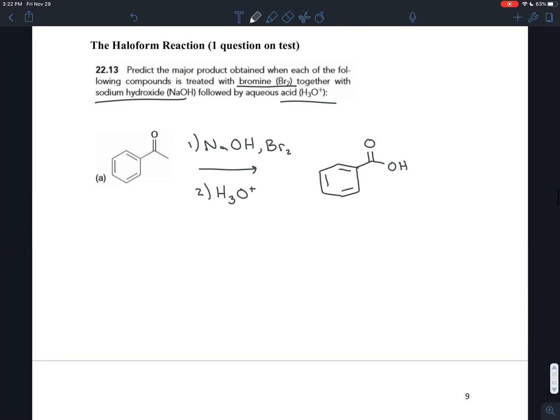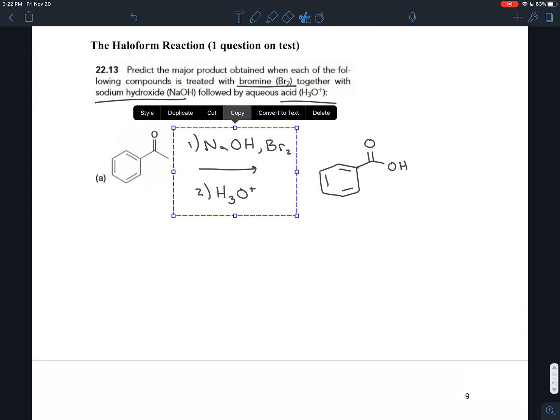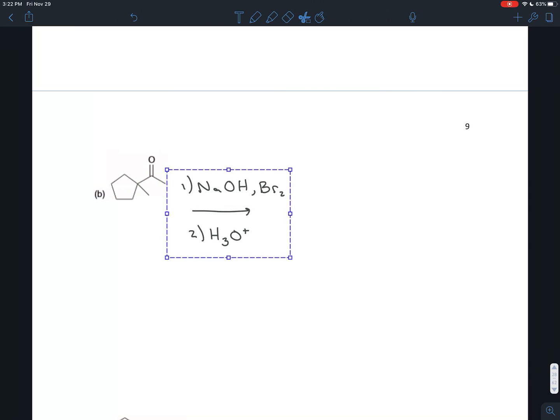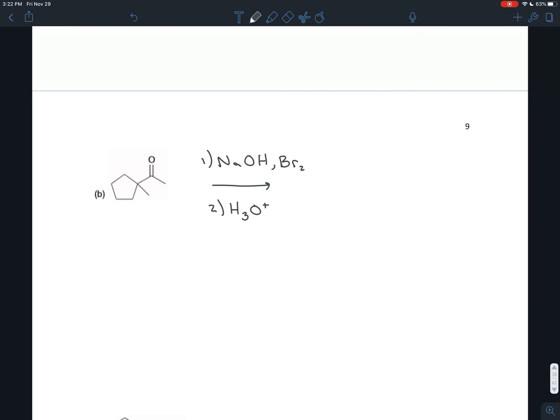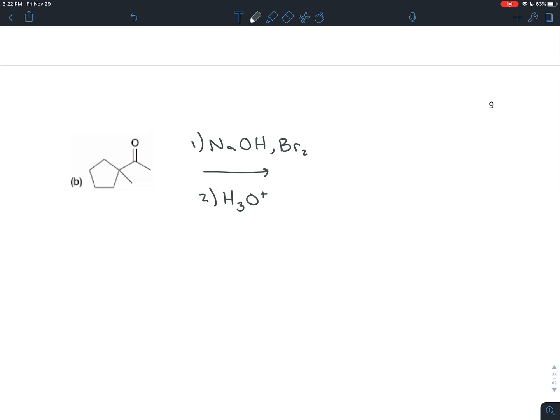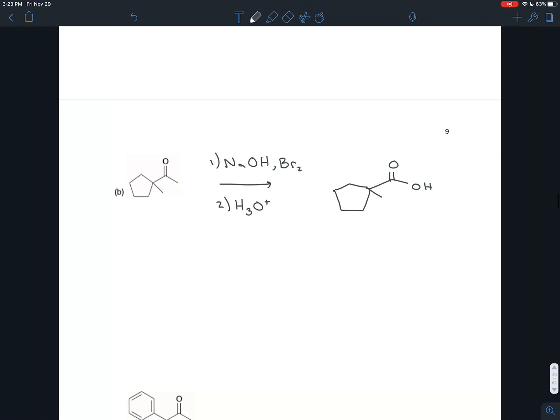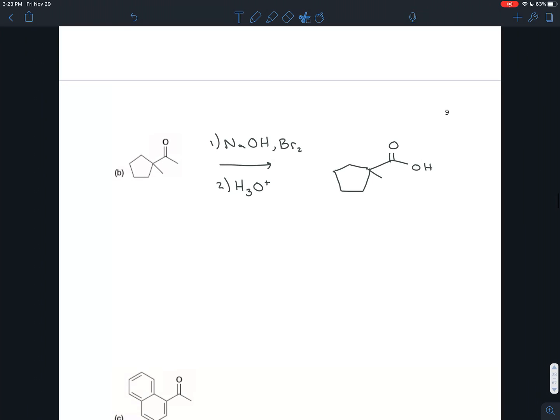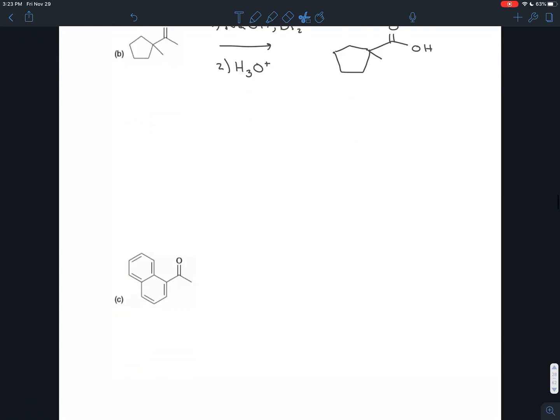And so if you take that same recipe and use it on a similar molecule, a methyl ketone, notice we have a carbon double bonded to oxygen with a methyl group on one side and a carbon on the other side, so that's a methyl ketone, you end up getting the same molecule, you just replace the methyl group with an OH. And the mechanism for that is everything we talked about in the previous video.